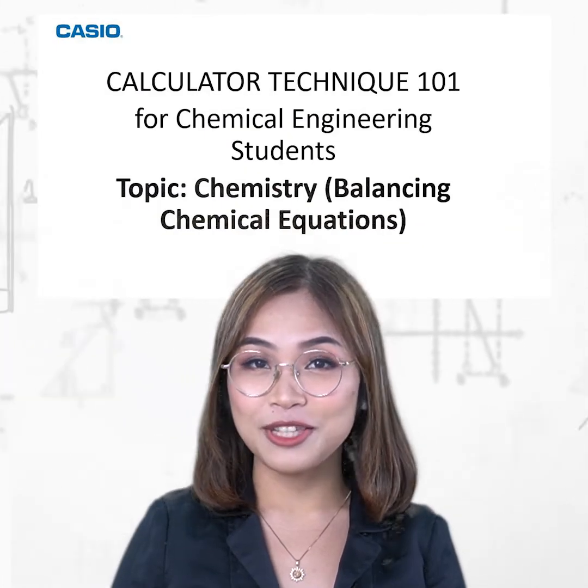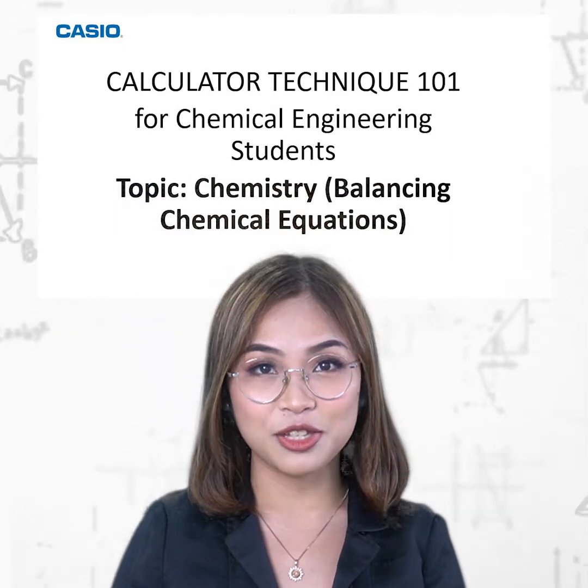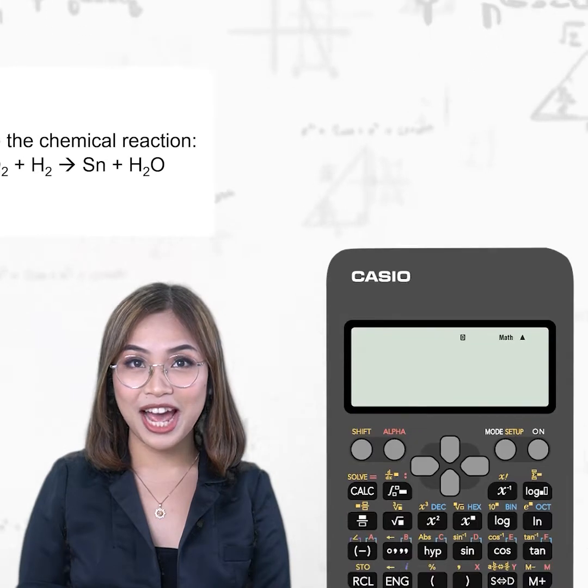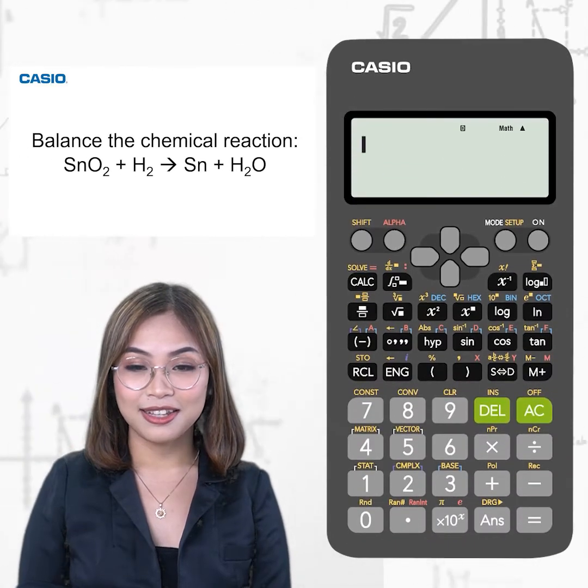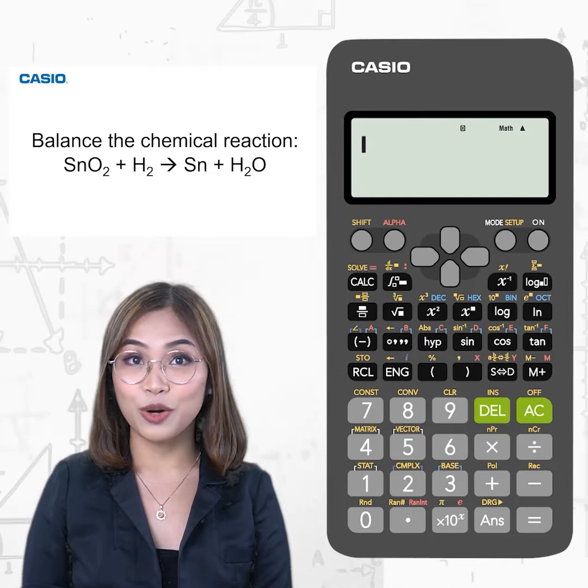In this video, we are going to learn how to utilize the Casio fx-570ES Plus 2nd edition in solving problems in chemistry. Balance the chemical reaction: tin oxide plus hydrogen yields tin plus water.